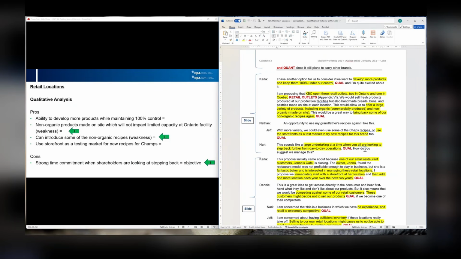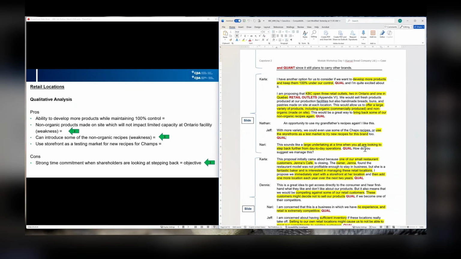The non-organic products can be made on site. So that's not going to impact the limited capacity of the Ontario facility. So that is not going to have a negative impact on a weakness. Another example of integration. They can introduce some of those non-organic recipes. So that's going to mitigate the weakness that they have them just sitting on the shelf. They could use the storefront as a testing market for new recipes for Champs.